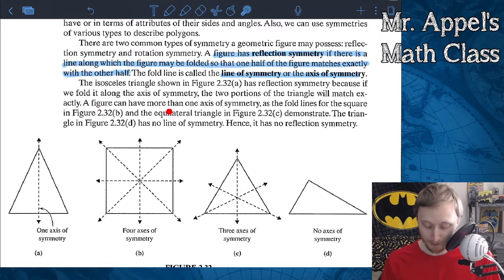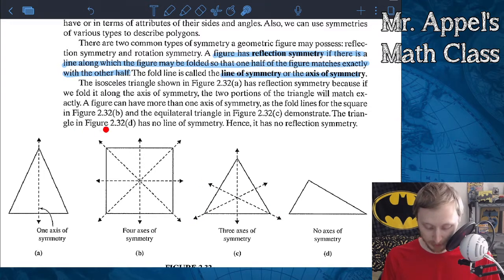A figure can have more than one axis of symmetry, as the fold lines for the square in 232b and the equilateral triangle in 232c demonstrate. So here we got 4 axes. Okay, remember, the line goes all the way through, not just the ray from the center. This is 4 lines of symmetry, not 8. And this equilateral triangle has 3 axes of symmetry.